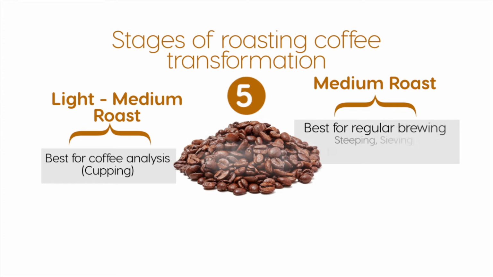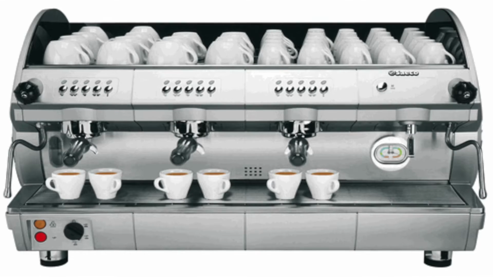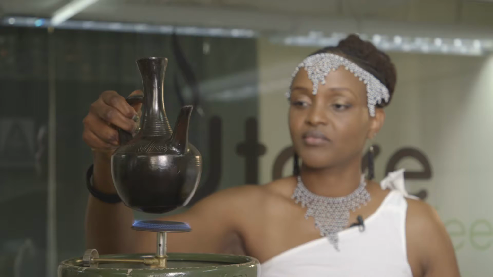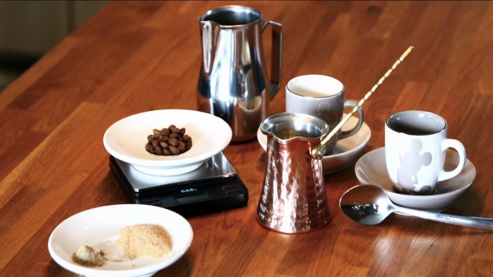A medium roast is best for regular brewing, which can be by steeping and sieving, filtration, or pour over. A medium to dark roast is best for espresso beverages prepared using a range of brewing equipment, such as the famous espresso machine, the Italian stovetop or mocha pot, the Ethiopian traditional jabena, or the Turkish brewing method. All these brewing methods will be coming to you in more detail in our upcoming brewing episodes.